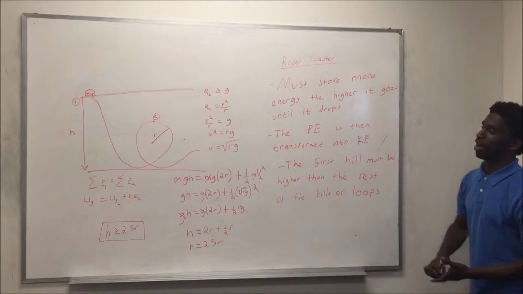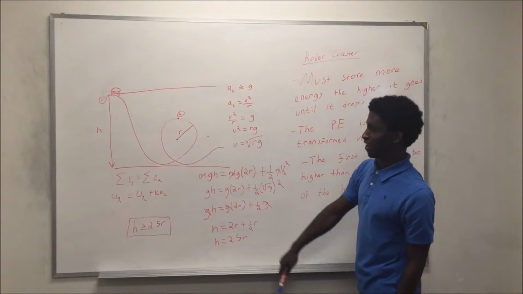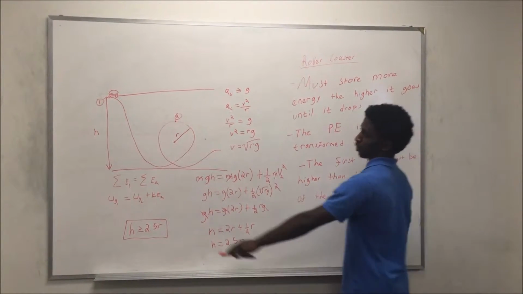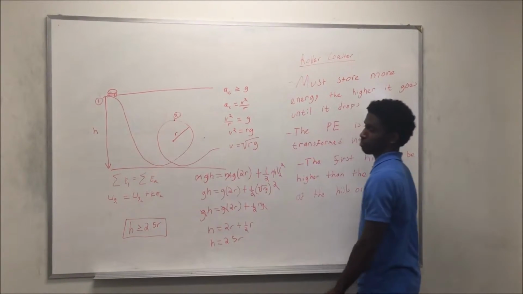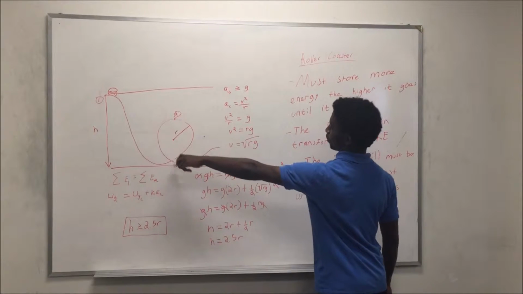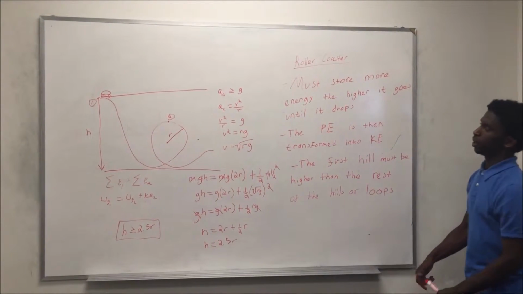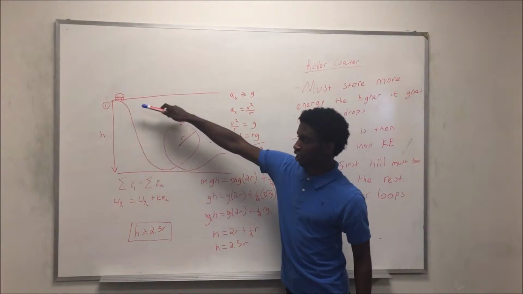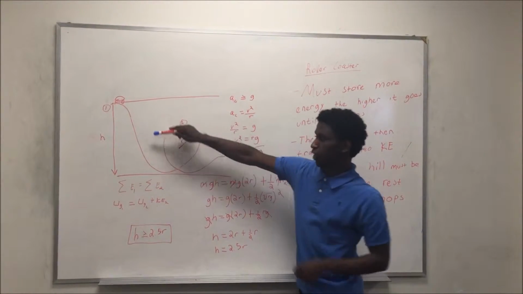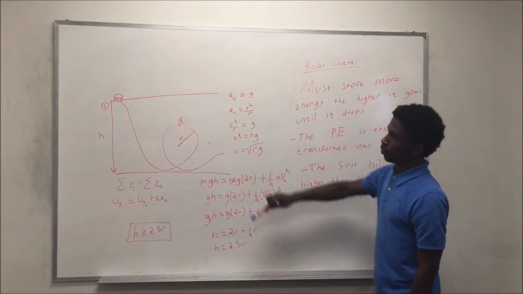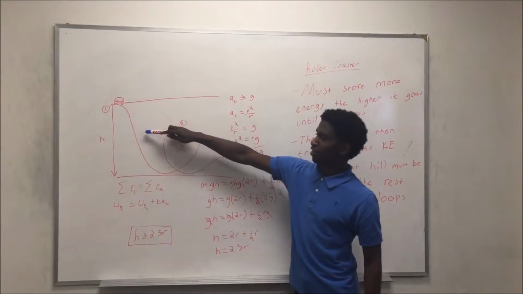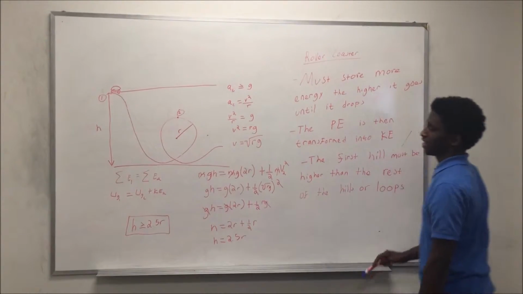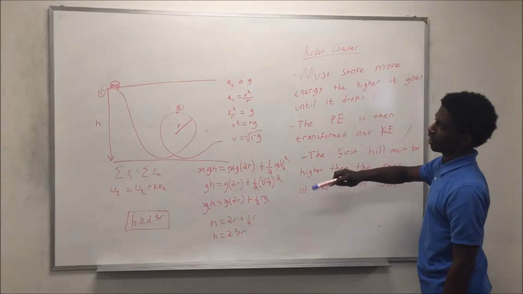Okay, in this problem, we're going to talk about how high a roller coaster must start off in order to make it all the way around the loop. So the higher the roller coaster is on the hill, the more potential energy it has. Once it goes down the hill, the potential energy is then transformed into kinetic energy.